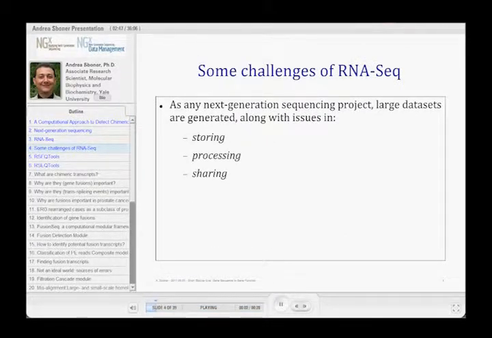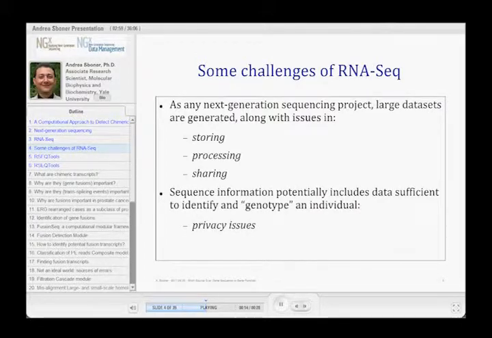In RNA-seq, there are some challenges that are, as I said, common also in every next-generation sequencing experiment, like storing data, processing, and sharing. But in particular, if you also deal with human subjects, there are also some privacy issues, because using sequences might be sufficient to identify or even characterize a person.